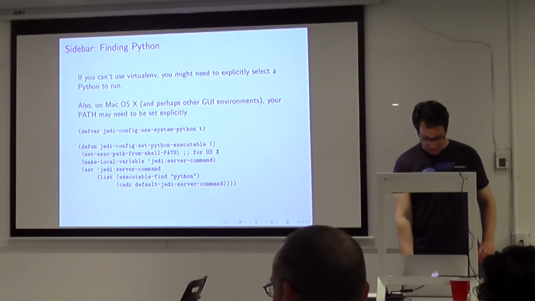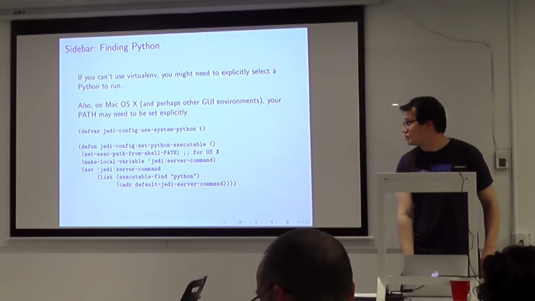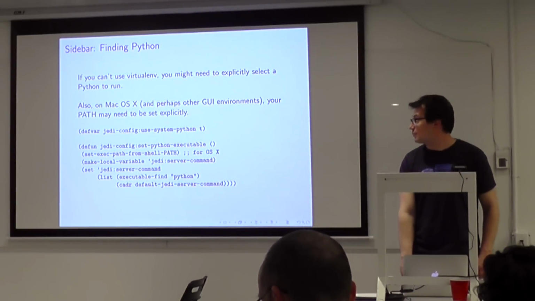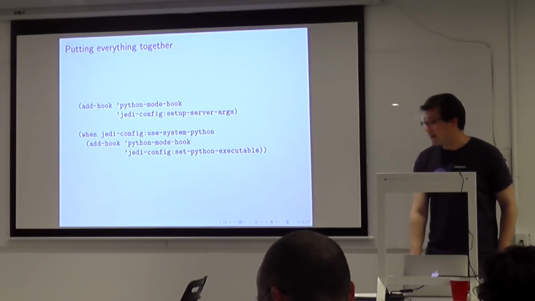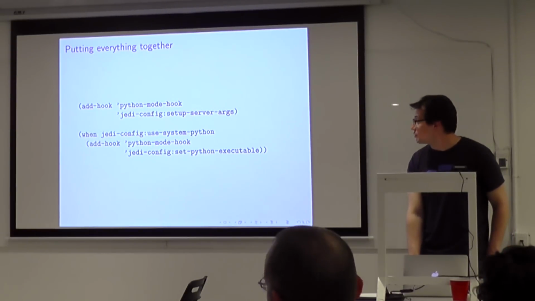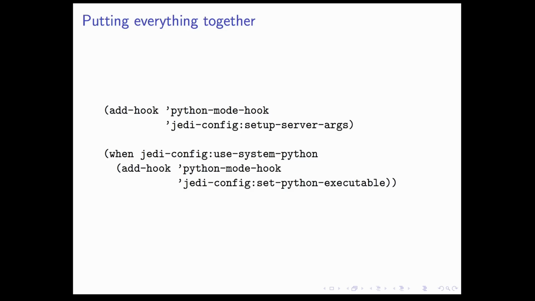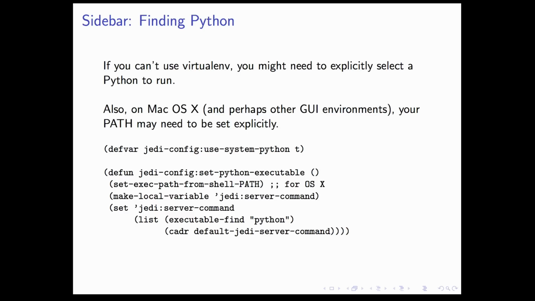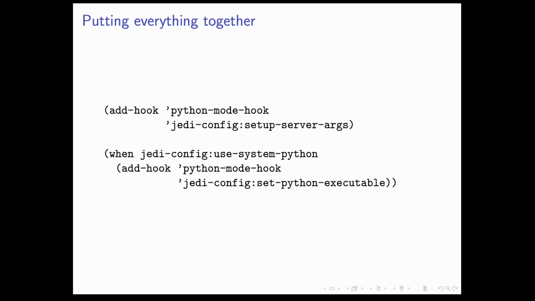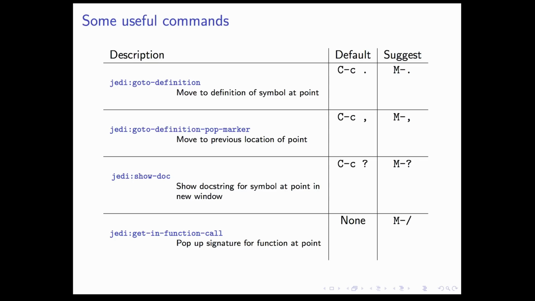So again, for those of you who are having issues starting up the Jedi server, you may need to use something like this in your environment. And now we add the hook functions we defined before. We set up the server args first, and then we set the executable when the use system Python variable is set true or non-nil. And then I have a couple suggested keybinds. The functions I showed you before when navigating are basically these 4.